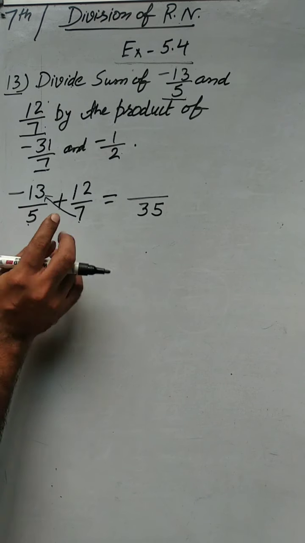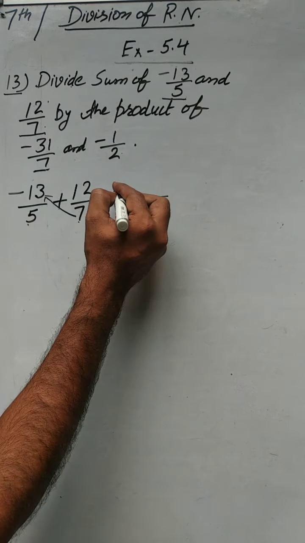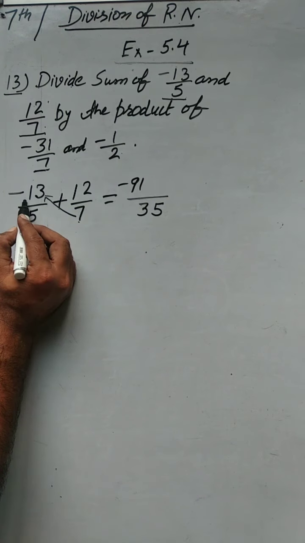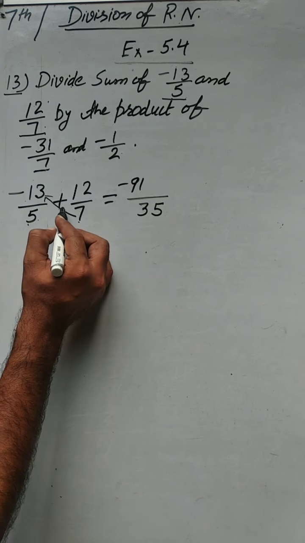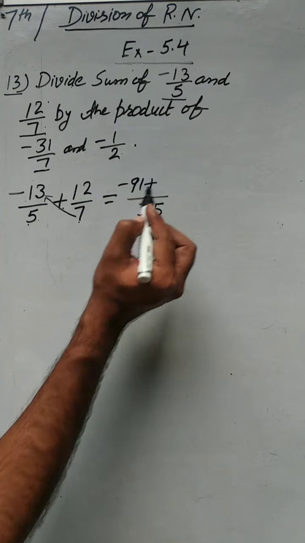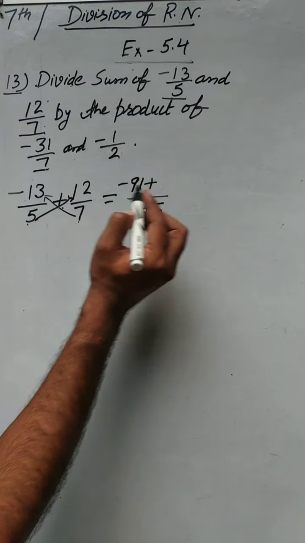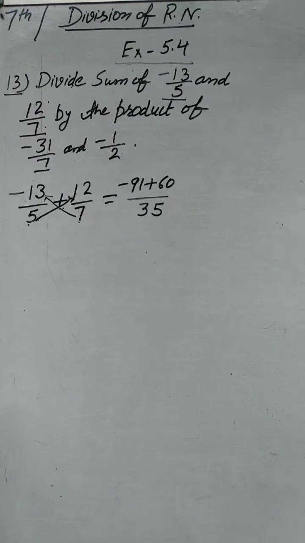And 7 multiply 13, 91. Sign will be of minus. And beta here it is plus. 5 multiply 12, 60. Understood beta?